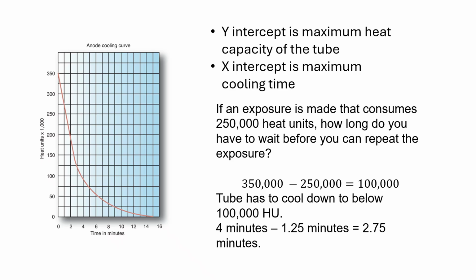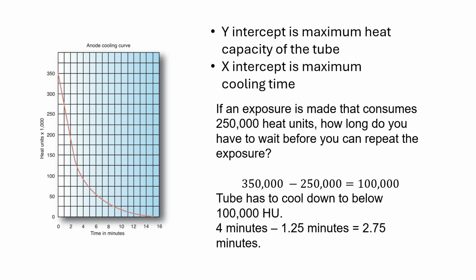But then they're also going to ask you a problem like the one I have posed here. If an exposure is made that consumes 250,000 heat units or joules, how long do you have to wait before you can repeat the exposure? That is another 250,000 heat units. Well, the maximum heat capacity minus the exposure is the remainder of heat capacity that you have left on the tube. So the maximum heat capacity is 350,000 minus 250,000, which leaves you 100,000.